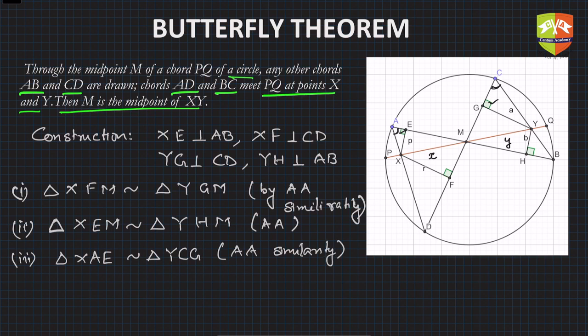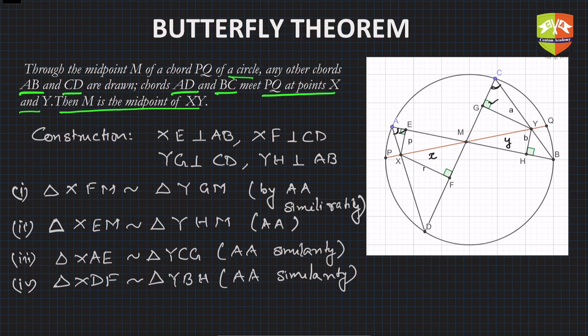Very good. Now one more similar triangle set I can write: triangle XDF and triangle YBH, again by the same AA similarity. I hope I have written the vertices in the correct order, right? XDF, yes, and YBH, very good. Why? Because again, these are two angles in the same segment by the same arc, and 90 degrees, so no doubt that these two triangles are similar, right? For neatness, we'll remove these marks.